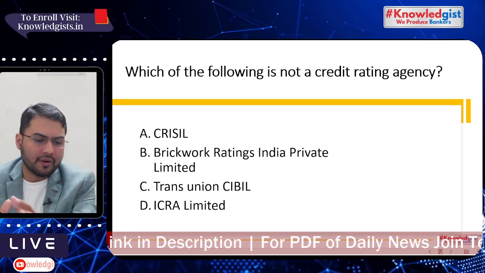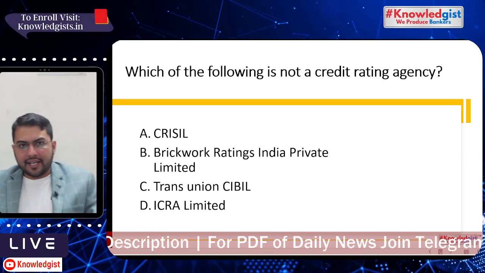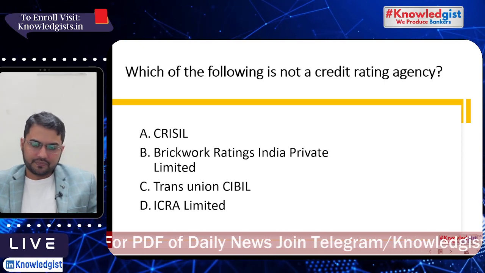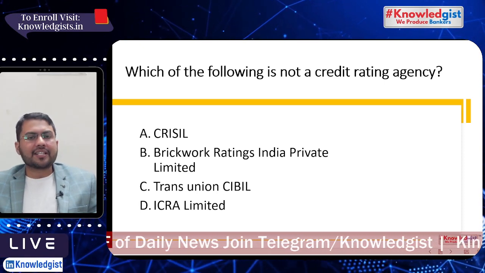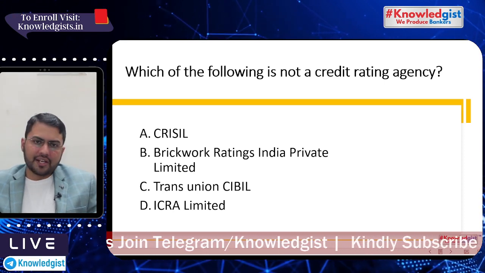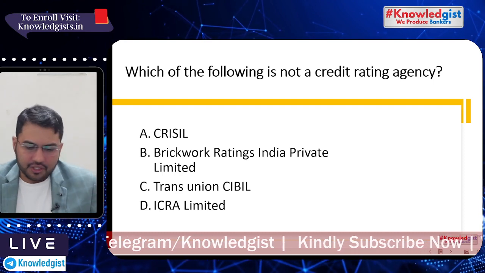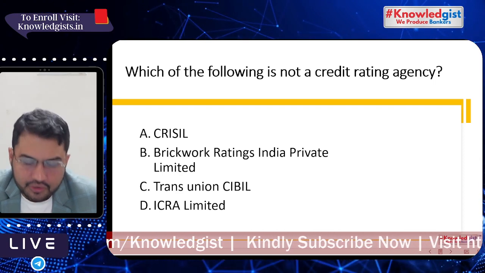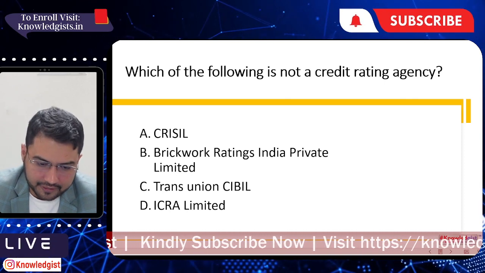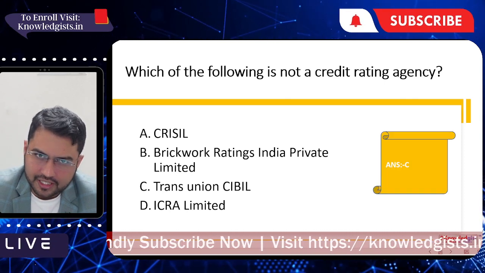Again, which of the following is not a credit rating agency? CRISIL, Brickwork, TransUnion CIBIL, ICRA. So, in these options, there is an odd man out. Three options are related to CRA. One of them is a CIC. So, definitely, TransUnion CIBIL is a CIC, that is a credit information company. C is the right answer here.